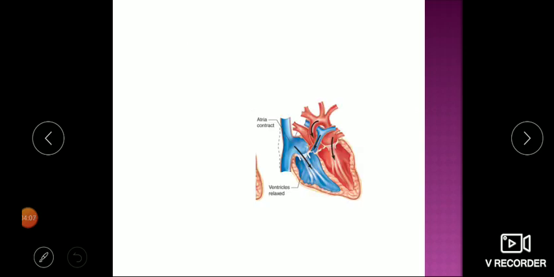So let's start with the first event. Now see, when the heart is at the end of diastole, relaxed, we assume the pressure is 0 in all four chambers. You can see right atrium pressure is 0, left atrium pressure is 0, right ventricle pressure is 0, left ventricle pressure is 0. So when the cardiac muscle is relaxed, pressure is 0. Mind well, at the end of diastole, pressure will be 0 in all four chambers.